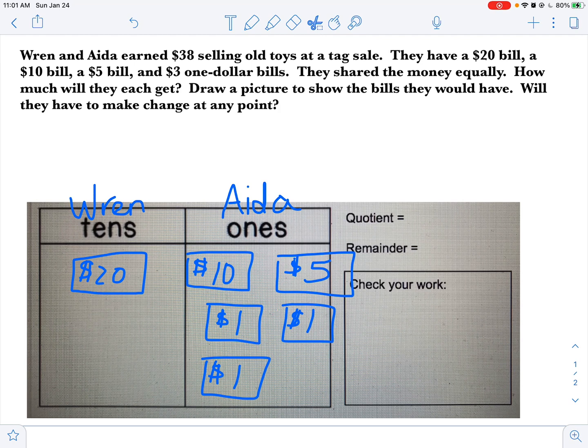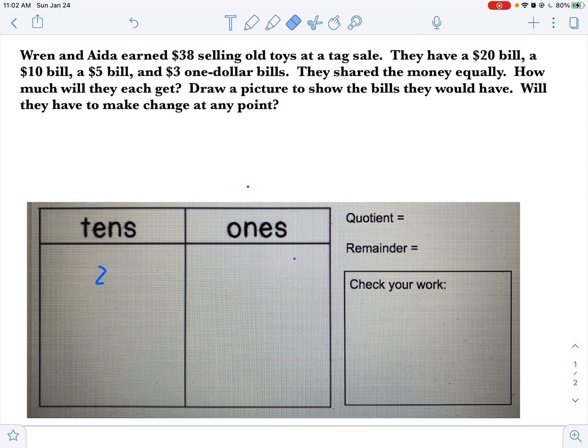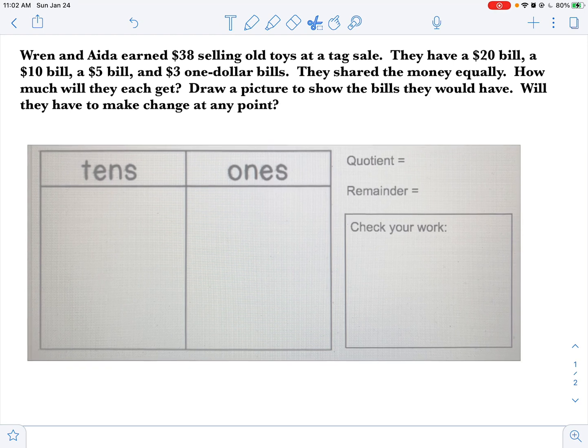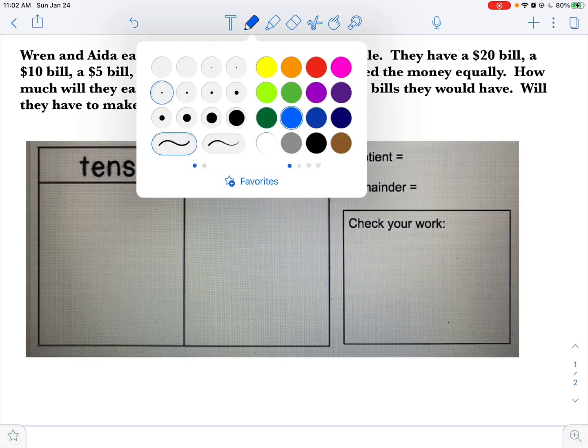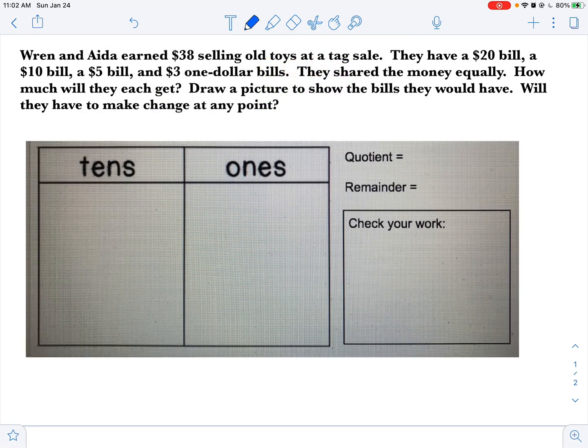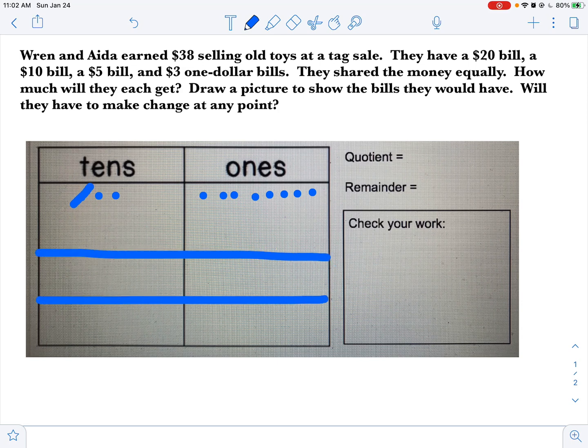So what I would do is start by simply figuring out how much money they'll each get. So I'm going to delete all of this stuff here. Now that I've seen that the bills they were given aren't going to work, we're going to have to figure out our own bills. I'm going to start by showing 38, and figure out what 38 divided by 2 is. 30, 1, 2, 3, 4, 5, 6, 7, 8. 2 equal groups between Ren and Ada. Going to parcel them out.